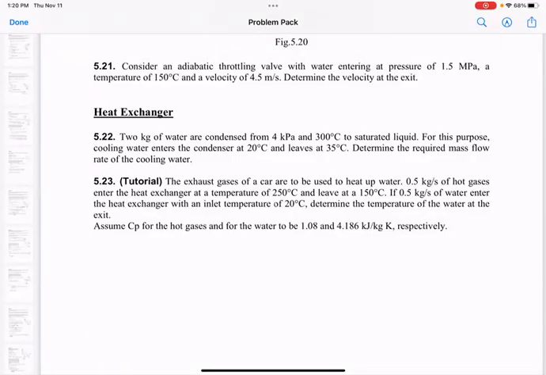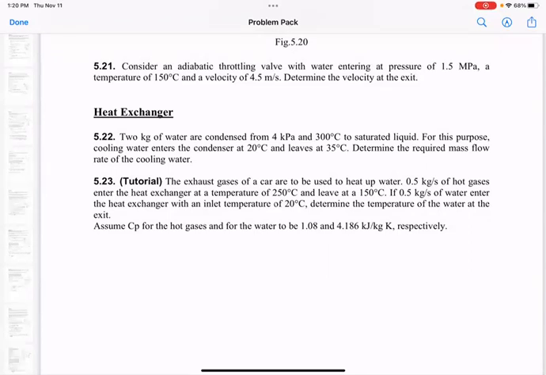So we're going to continue with question 5.23. The exhaust gases of a car are to be used to heat up water. 0.5 kilograms a second of hot gases enter the heat exchanger at a temperature of 250 degrees Celsius and leave at 150 degrees Celsius. If 0.5 kilograms per second of water enter the heat exchanger with an inlet temperature of 20 degrees Celsius, determine the temperature of the water at the exit.